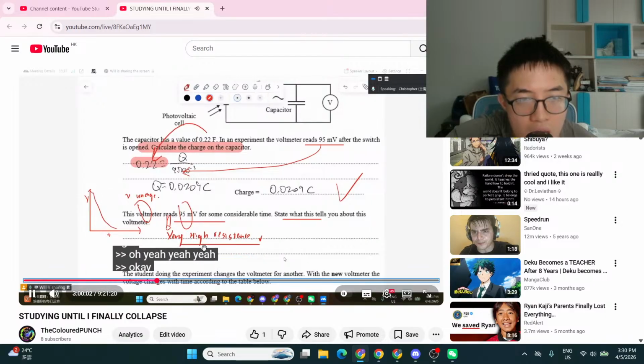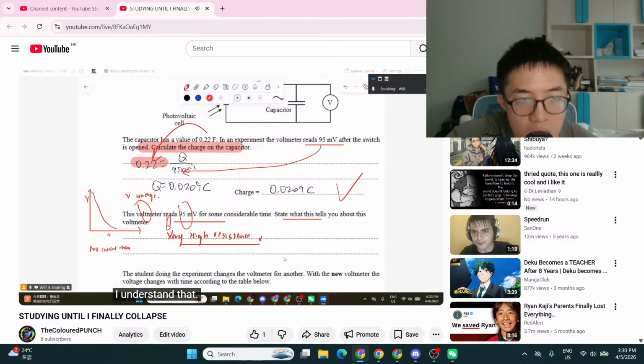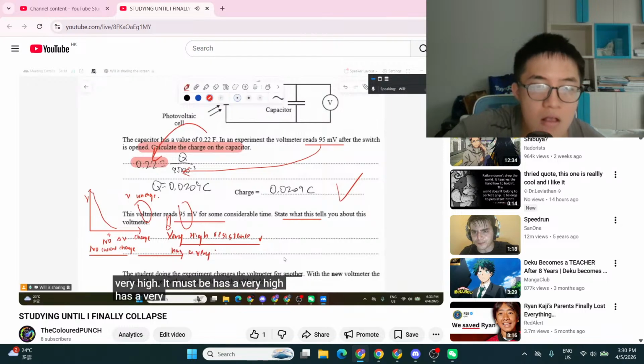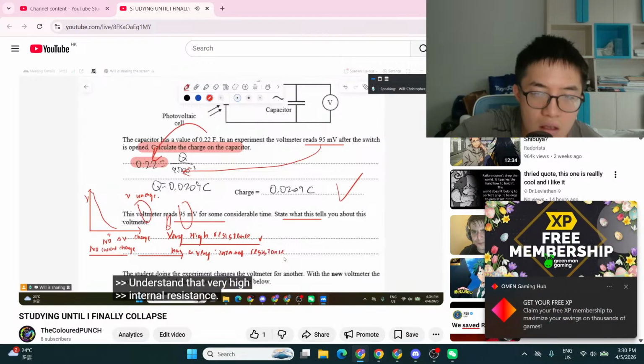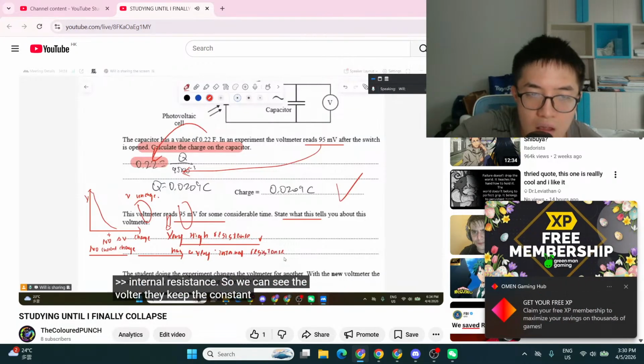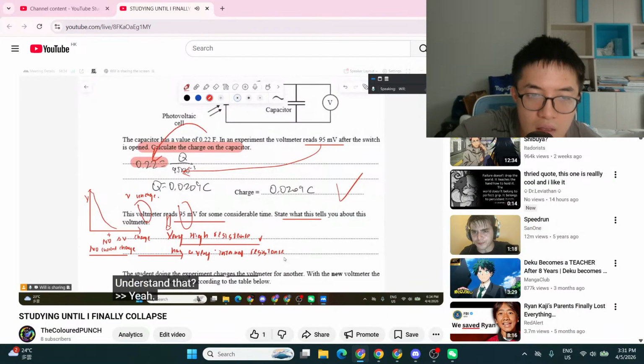It's not discharging, which means there's no current change, right? There's no potential change, and so there must be no current change. That means the voltmeter has a very high internal resistance. So the voltmeter reading stays constant for a long time, and we can keep the voltage stable for a long time. Understand that?